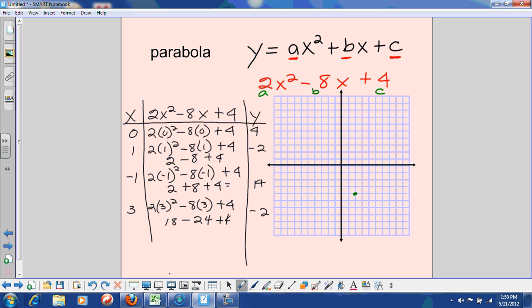So now we have these points that we can plot. So I've got 0 and 4, 1, 2, 3, 4, and that's where it crosses your y-axis. I've got 1 and negative 2. I've got negative 1 and 14. That's going to end up way up here somewhere. Probably like that. We won't worry about that one. And then I've got 3 and negative 2. So look at how this parabola is going to look. It's a very, very narrow parabola, and it opens up.